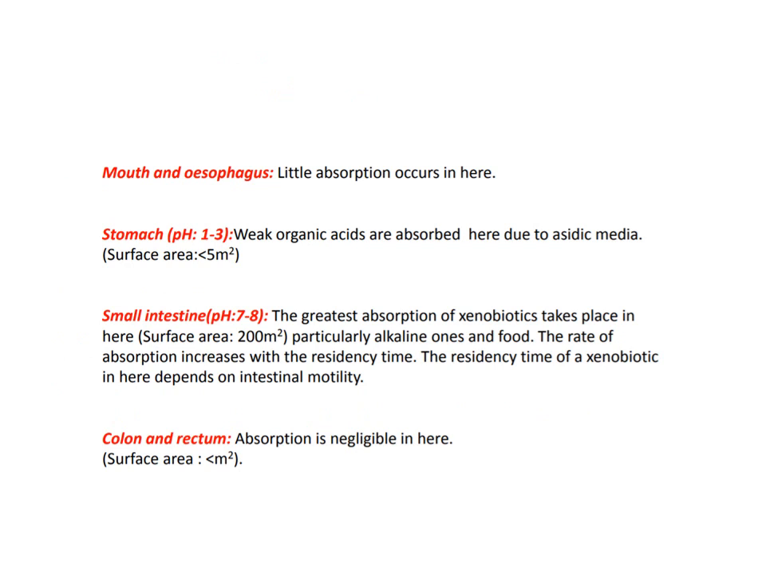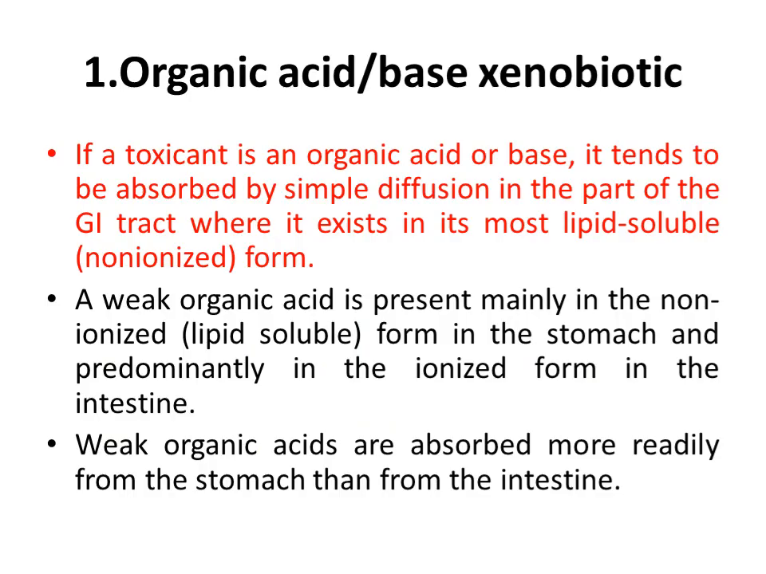In the mouth and esophagus, very little absorption takes place. The pH of the stomach is 1 to 3, so weak organic acids are likely to be absorbed over here. In the small intestine, where the pH is 7 to 8, the greatest absorption takes place. The surface area is 200 square meters, and the rate of absorption increases with the residency time. The residency time of a xenobiotic here depends upon intestinal motility. If intestinal motility is less, the residency time would be more and more of the xenobiotic would be absorbed. Rectum and colon, again, absorption.